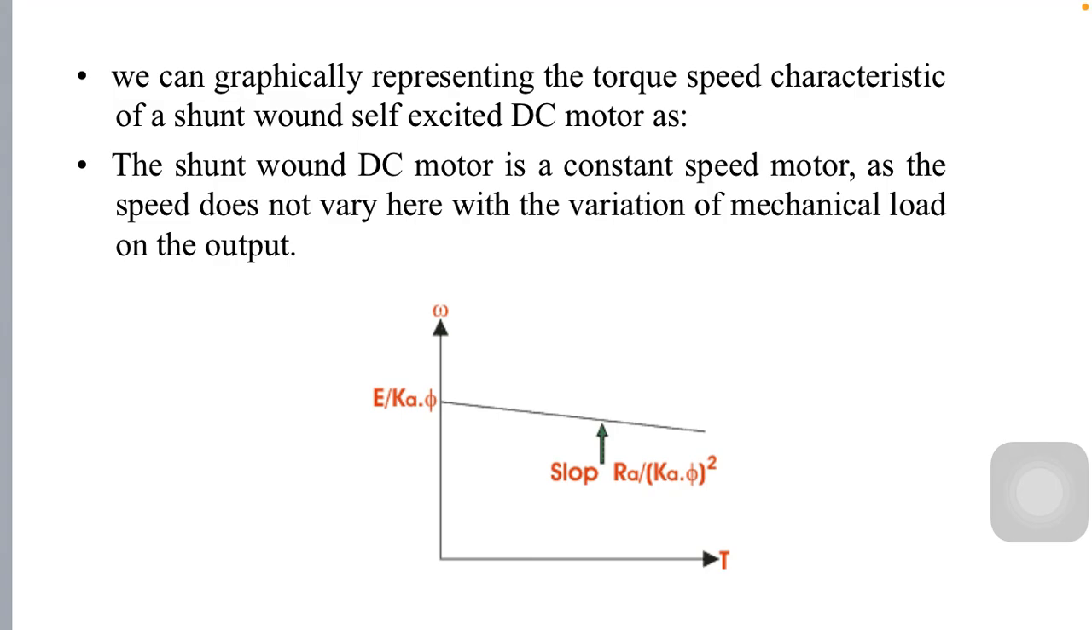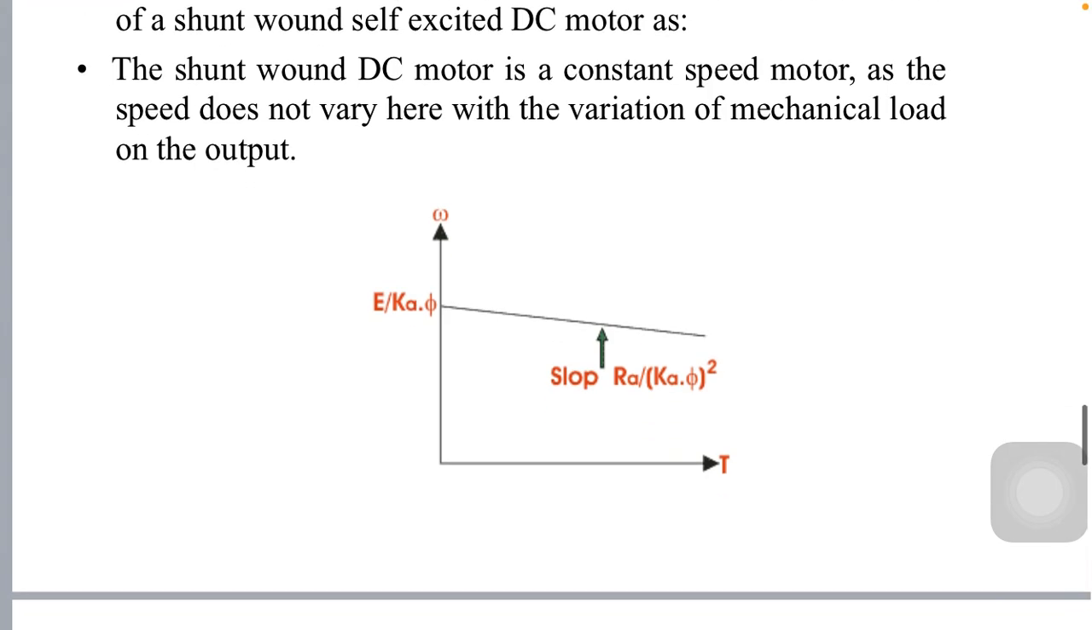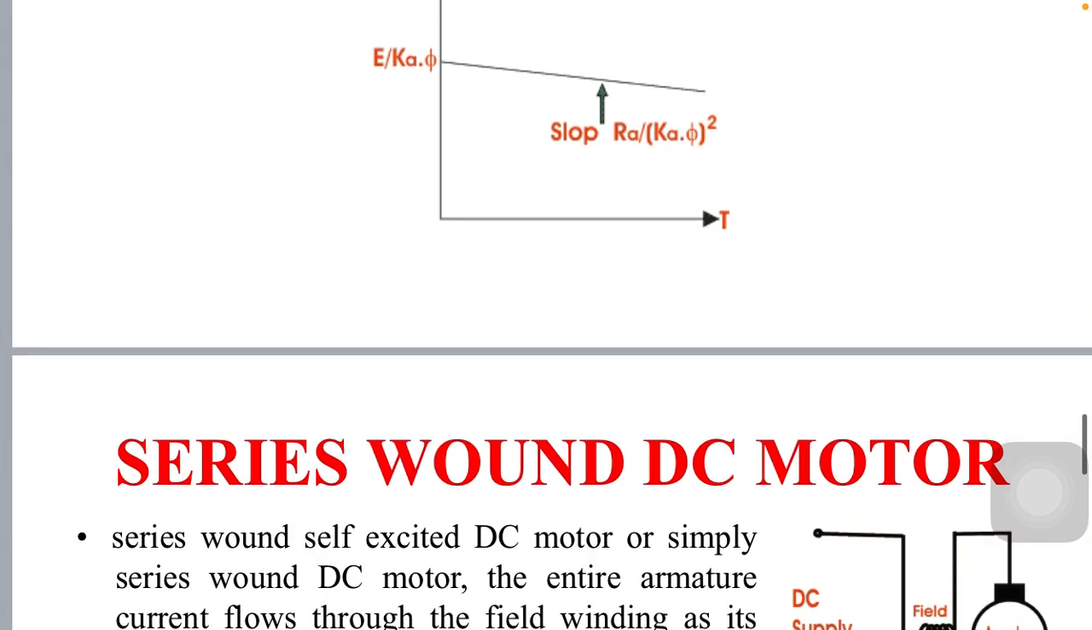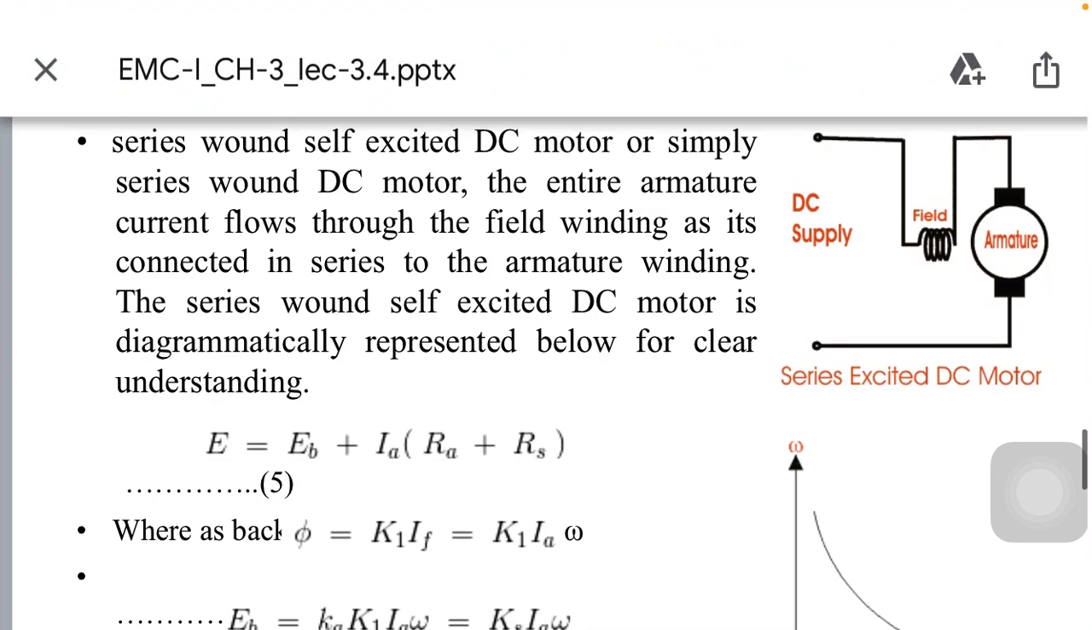So the shunt wound DC motor is a constant speed motor, as the speed does not vary by varying the mechanical load output. Whether my output is changed, still what will happen? Yes, my speed is constant. Now, the series wound DC motor.